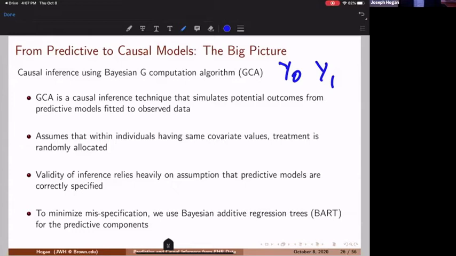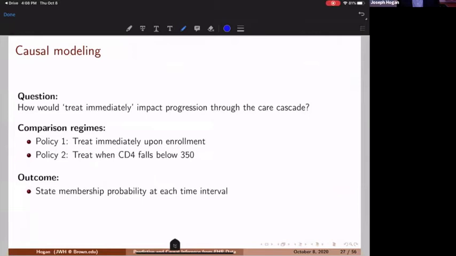And the validity of the inference, what got us interested in using something more flexible, is that the G computation algorithm relies heavily not only on assumptions about treatment ignorability or random allocation within covariate levels, but it also relies heavily on the assumption that the predictive models you're using are correctly specified. And when you have a multinomial model over many time points with a lot of covariates, that becomes tricky to think about: what is the correct specification? This motivated us to use a machine learning technique known as Bayesian additive regression trees for the predictive components. One thing we learned is that there's not a lot of good software out there for fitting multinomial Bayesian additive regression trees. So that's a project that my former PhD student, Yijin Xu, basically solved while she was a student.